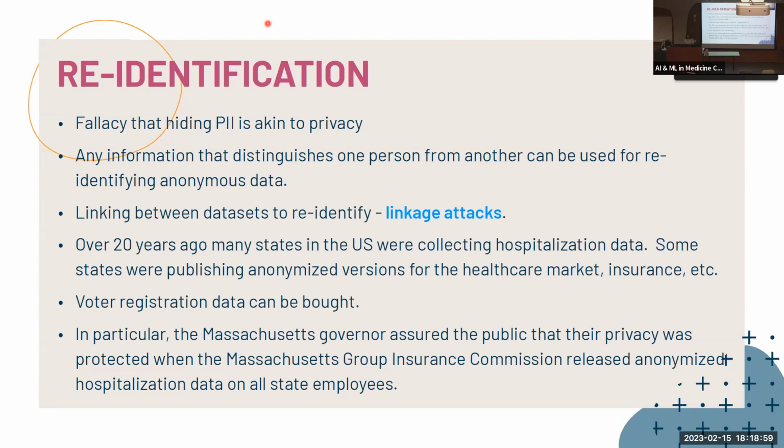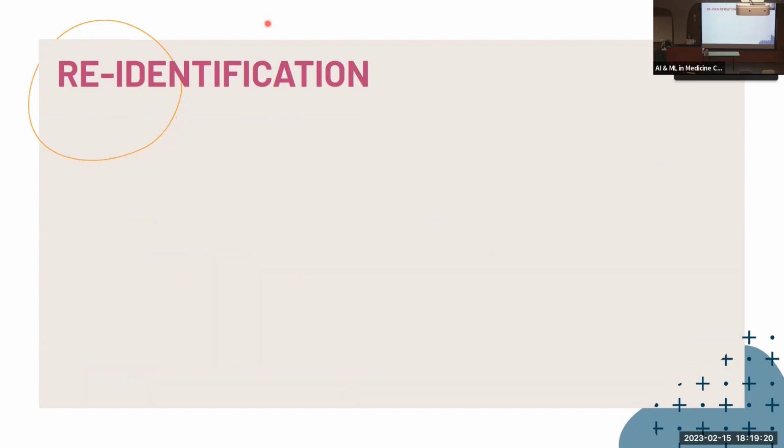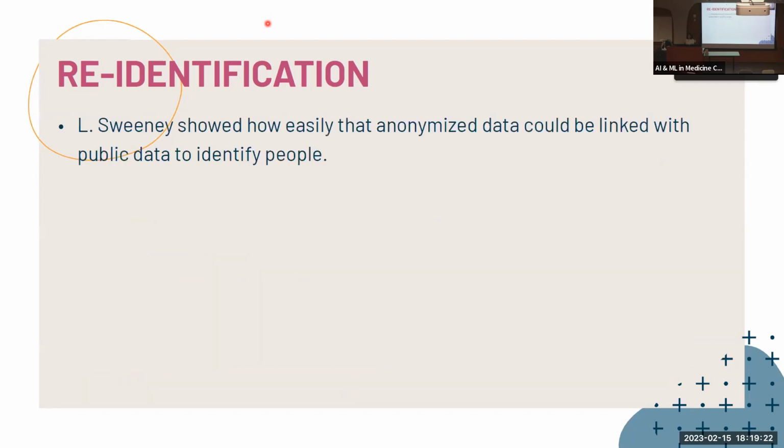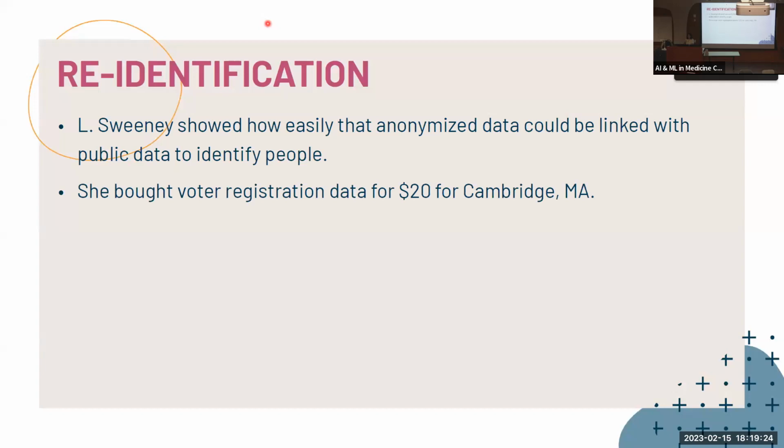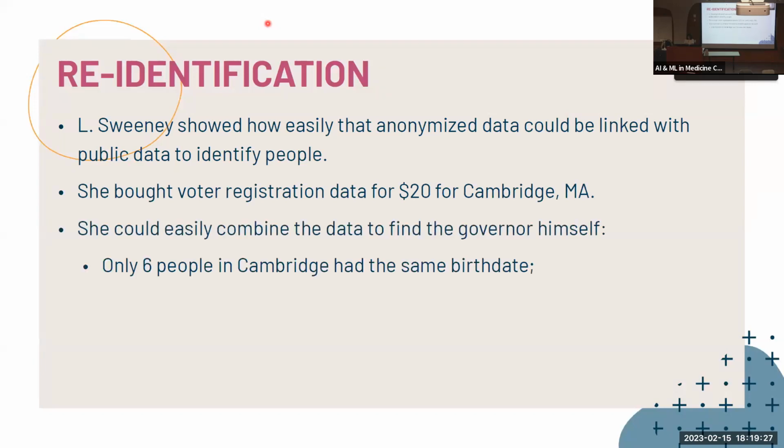So again, Latanya Sweeney, who was, I believe, working at Harvard at the time, said, well, let me show you. You could buy voter registration data for $20. She did that, and she was able to link the anonymized private data set with this public voter registration data and re-identify people. And in particular, she re-identified the governor himself. And it turns out that he had cancer that he hadn't told anybody about.